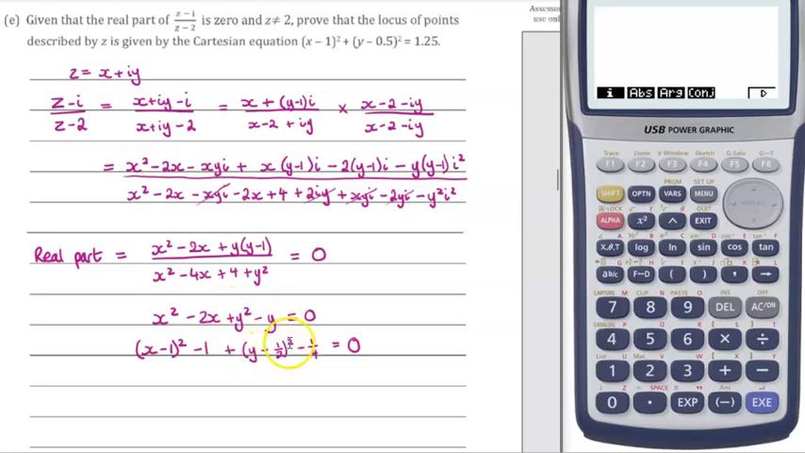So we get y minus half squared minus a quarter. Those two things will be equivalent because we're trying to turn it into this form that was in the question here. Rearranging that, so taking the minus 1 and the minus quarter, bring it over to the right hand side, and we now have the thing that we were looking for.